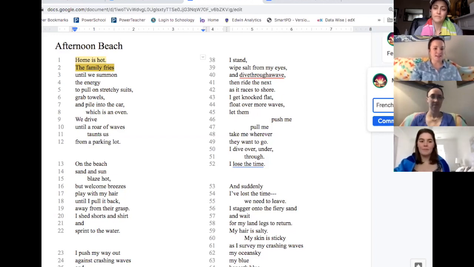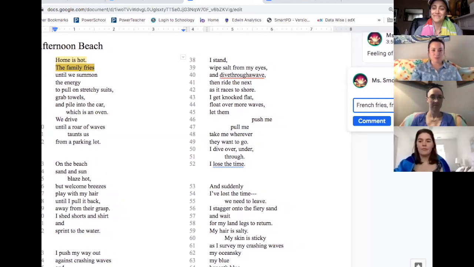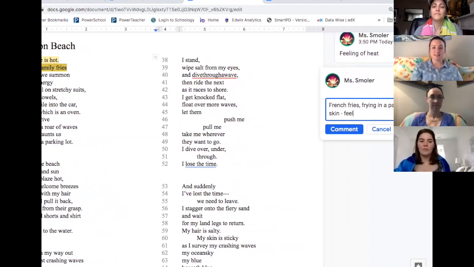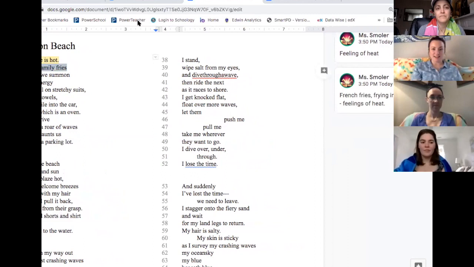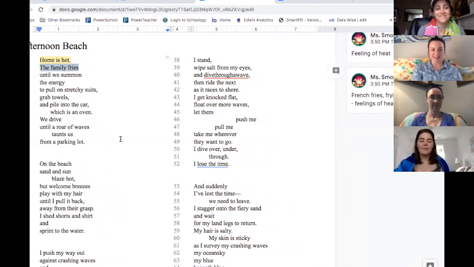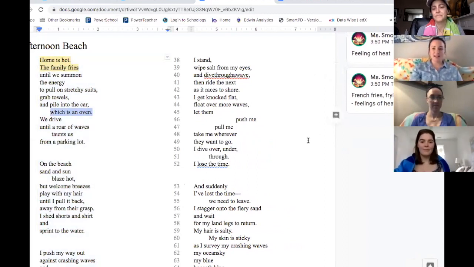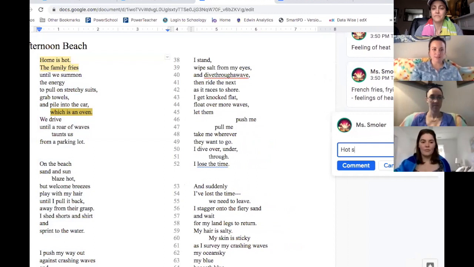We also see that the car is an oven, which communicates to me also that it's very hot, right? And I think also of when you get into the car on a very hot day and maybe the seat burns your legs or the seatbelt burns your hand as you try to buckle in. We also see the roar of waves, so I can hear that very loudly, that powerful roaring sound.